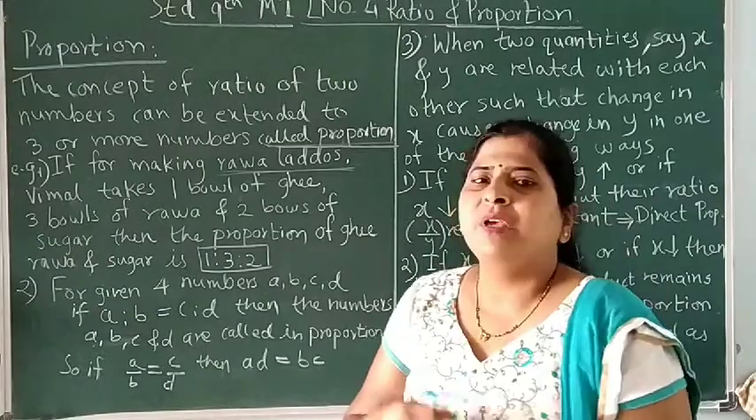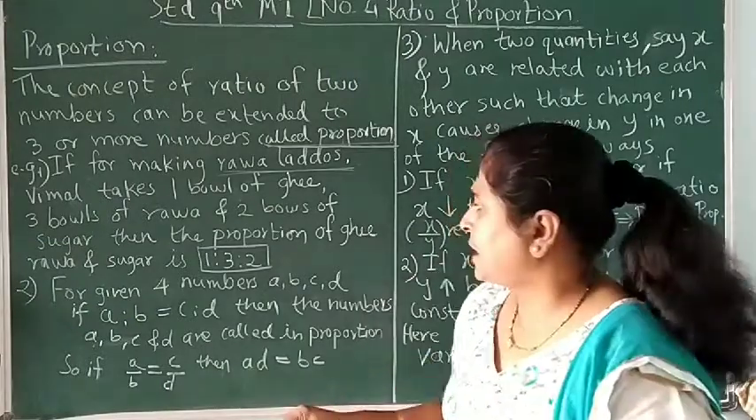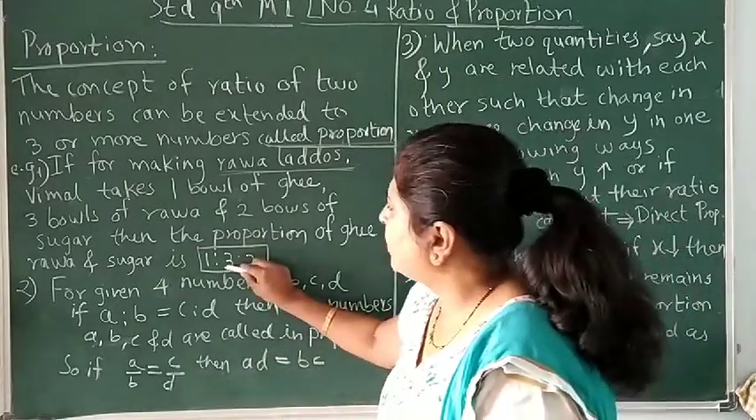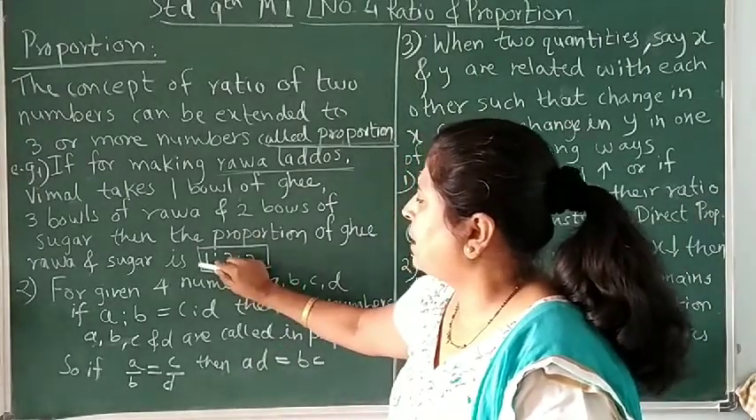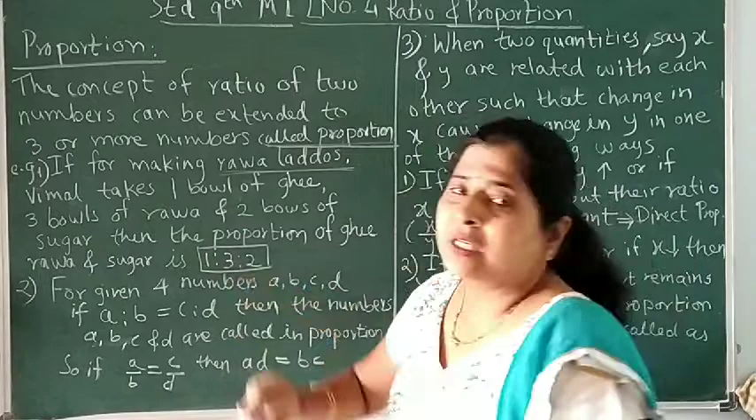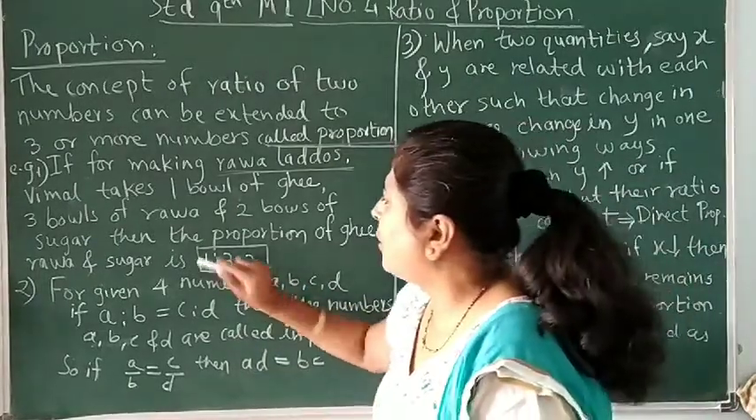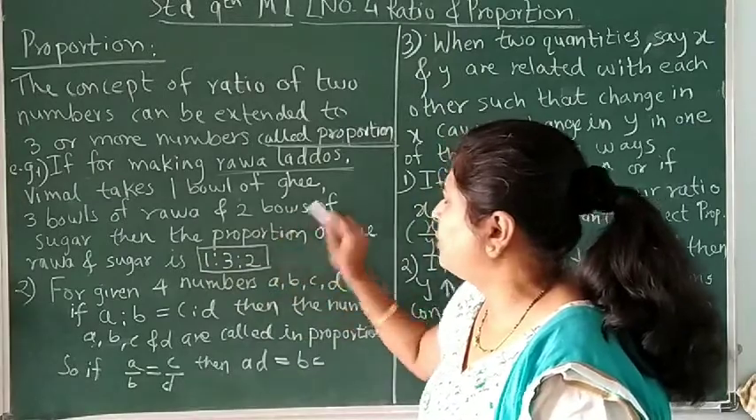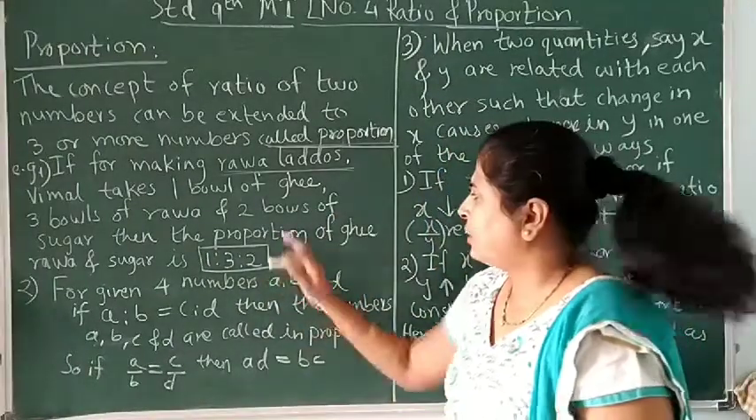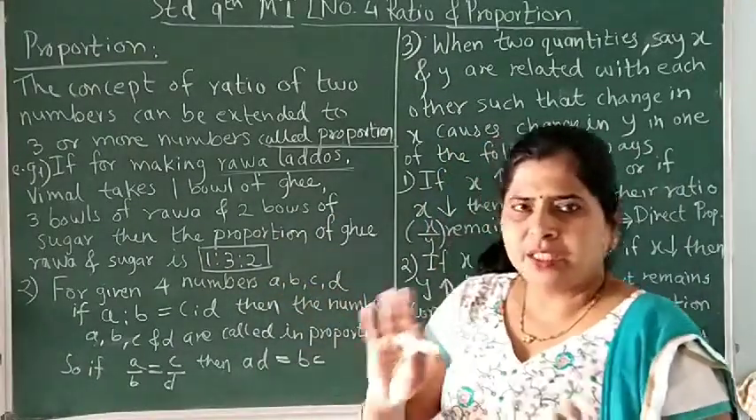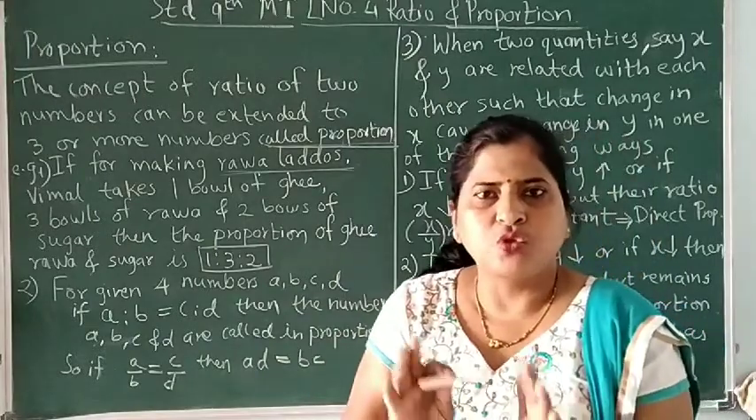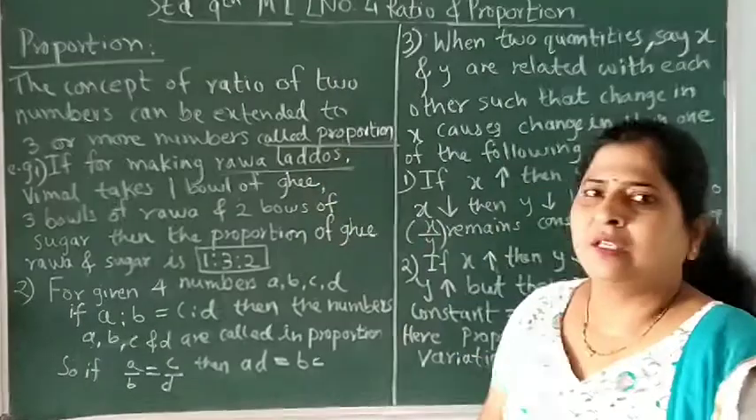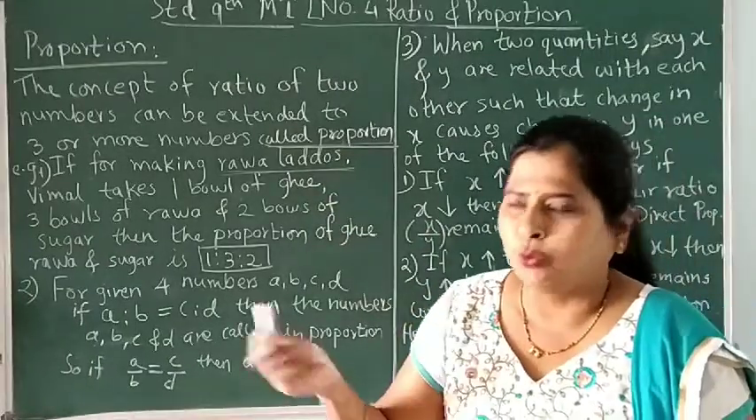If she wants to make some more laddus, and she takes 2 bowls of ghee, then she multiplies here by 2, so she has to multiply the others by 2 as well. For 2 bowls of ghee, she has to take 6 bowls of rava and 4 bowls of sugar. That will be in the same proportion, and she can make laddus of the same taste. So this is one way of using the word proportion.